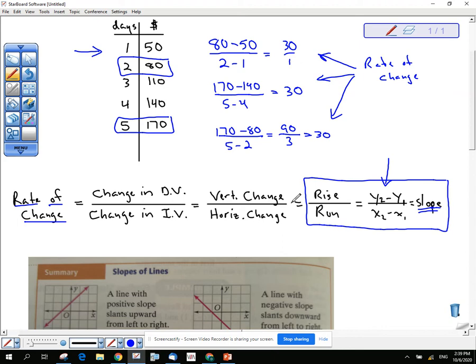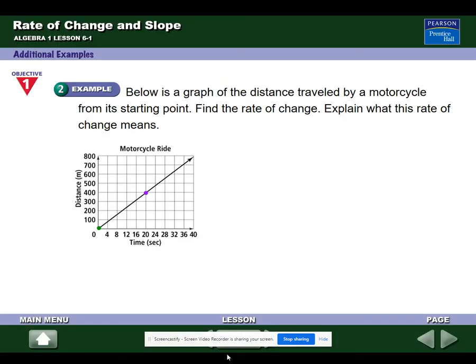All right, so with that in mind, let's look at some examples. Below is a graph of the distance traveled by a motorcycle from its starting point.